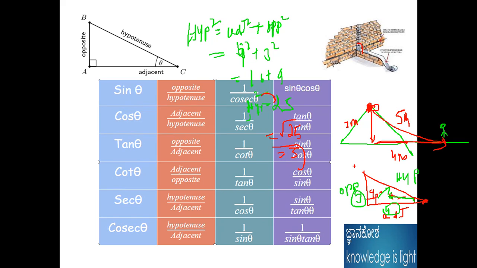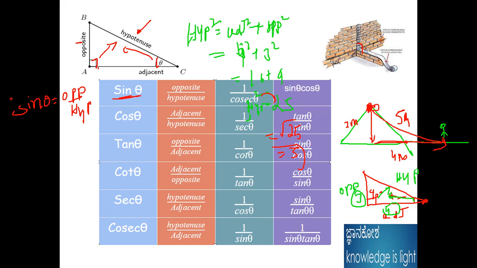Like that we can solve any problem, because we already understand that wherever the perpendicular and theta are present on the triangle, that is the adjacent side. The opposite side is opposite the angle, and opposite the perpendicular is the hypotenuse. Sine theta is nothing but opposite by hypotenuse. Opposite is this one, and hypotenuse is this one.